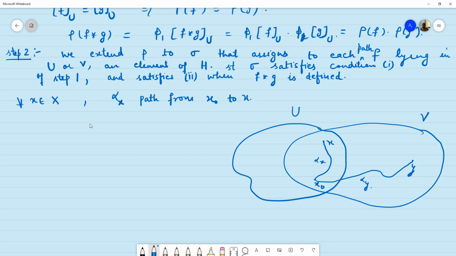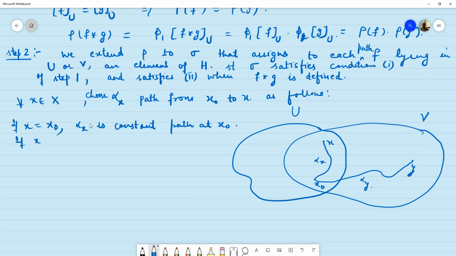Then for any path F, this alpha x, which is a path from x0 to x, we choose as follows. So how do we choose this path? Now if x is equal to x0, then alpha x is chosen to be the constant path at x0. Then alpha x is the constant path at x0.